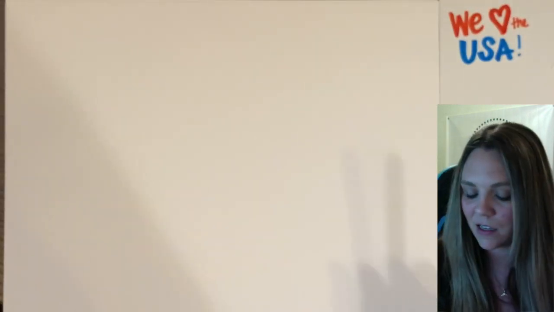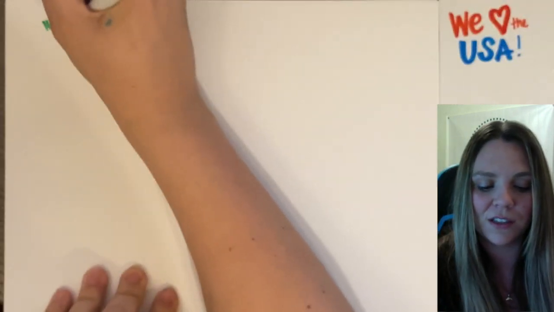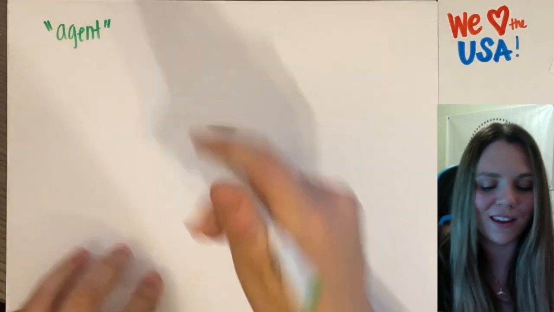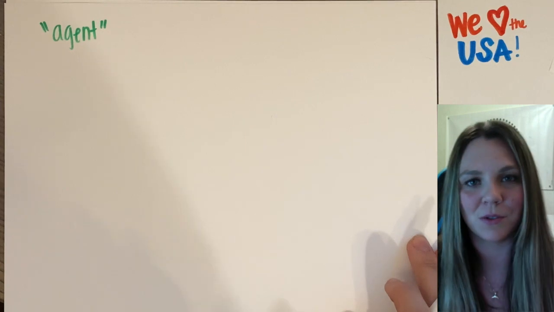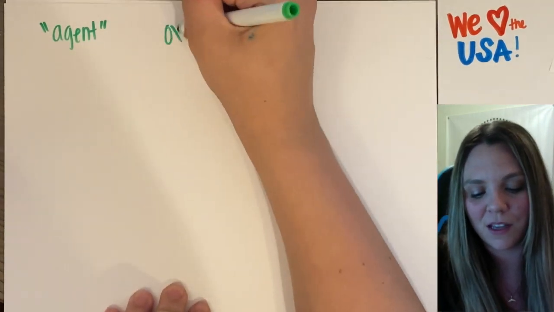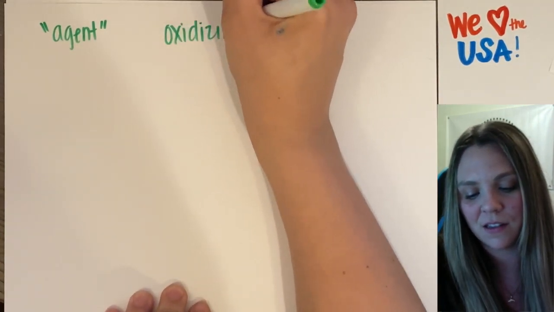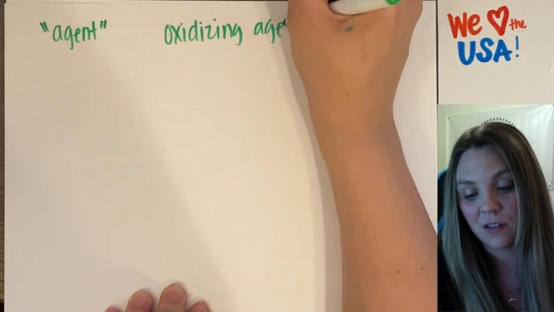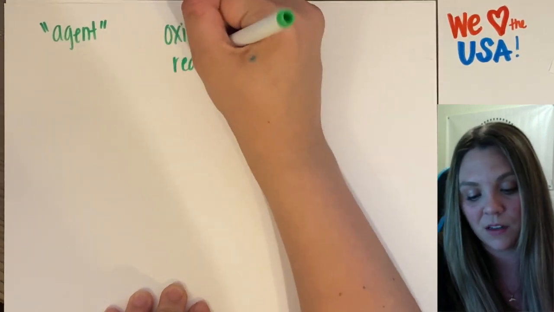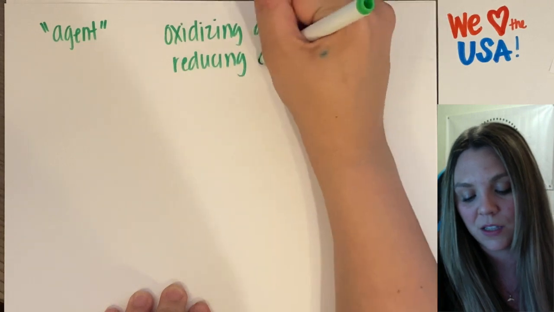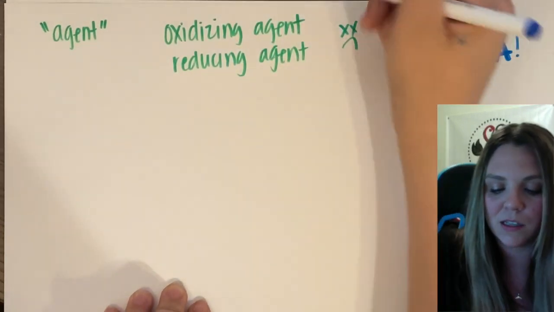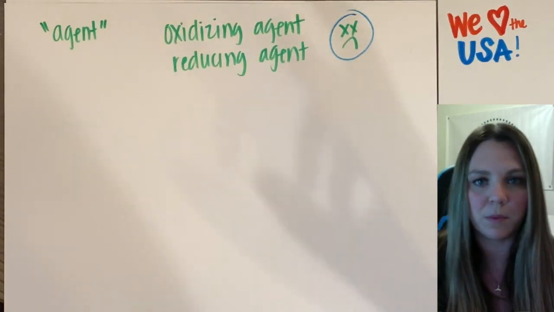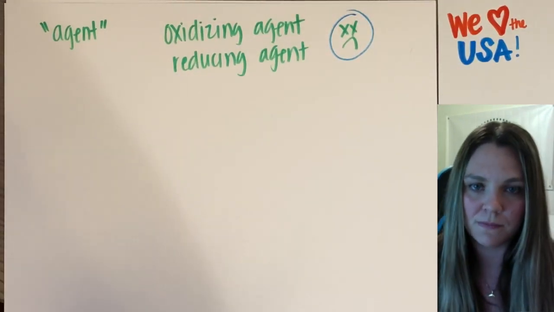The last piece of this is we introduce the word agent. Why do we do this to you? We can't just say something is oxidized or something is reduced. Now we have something called the oxidizing agent and the reducing agent. This is by far the biggest flip-flop that's made with this terminology.